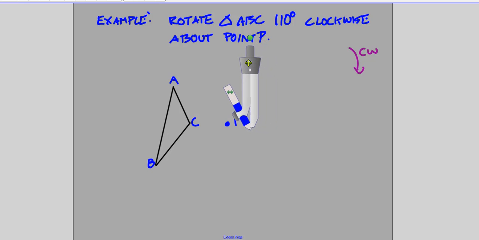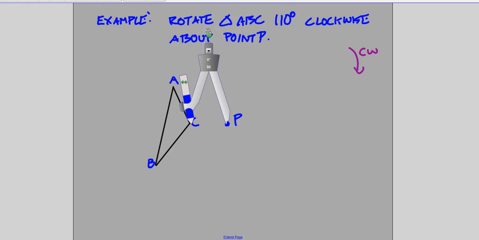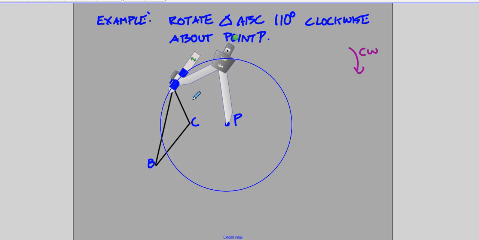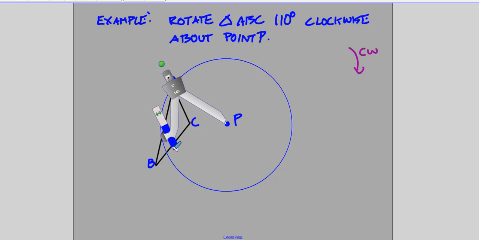So first thing I need to do is get my compass in place, centered on P. And let's go through A first. We're going to draw 3 concentric circles. First one here is going to be through A. Okay, then we'll go through B, so I've got to move my compass. Let's get it rotated here. That's pretty good.